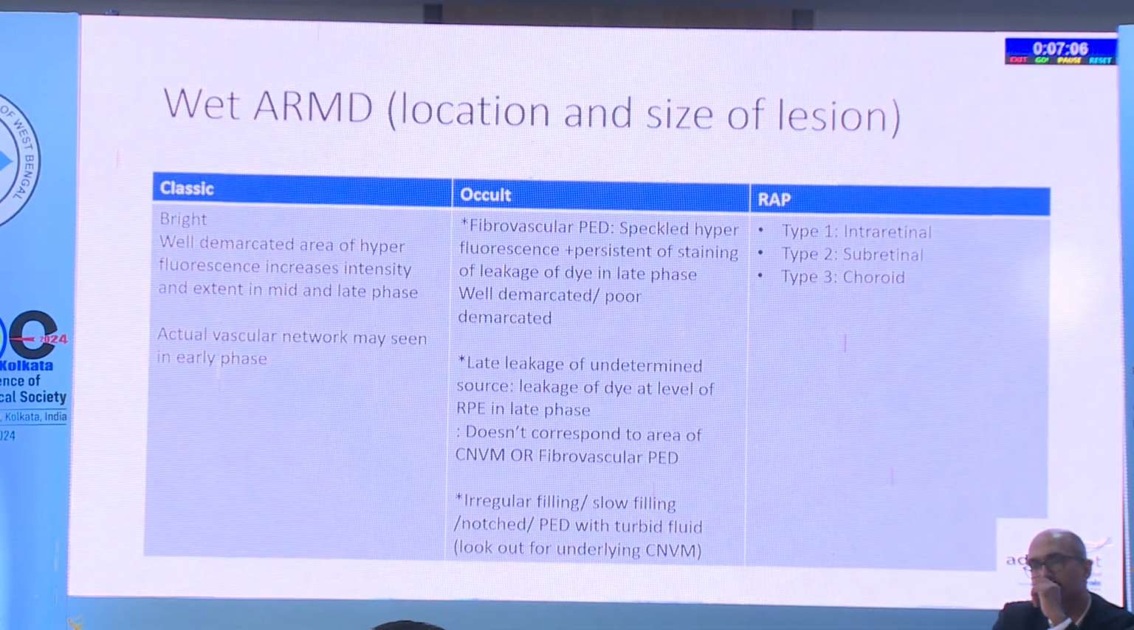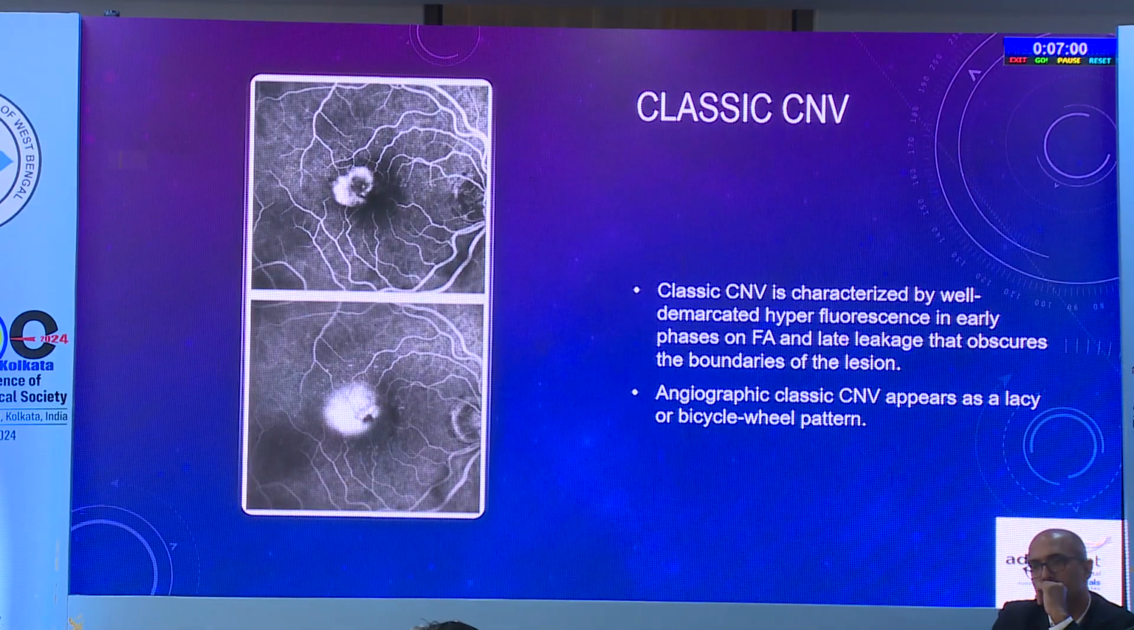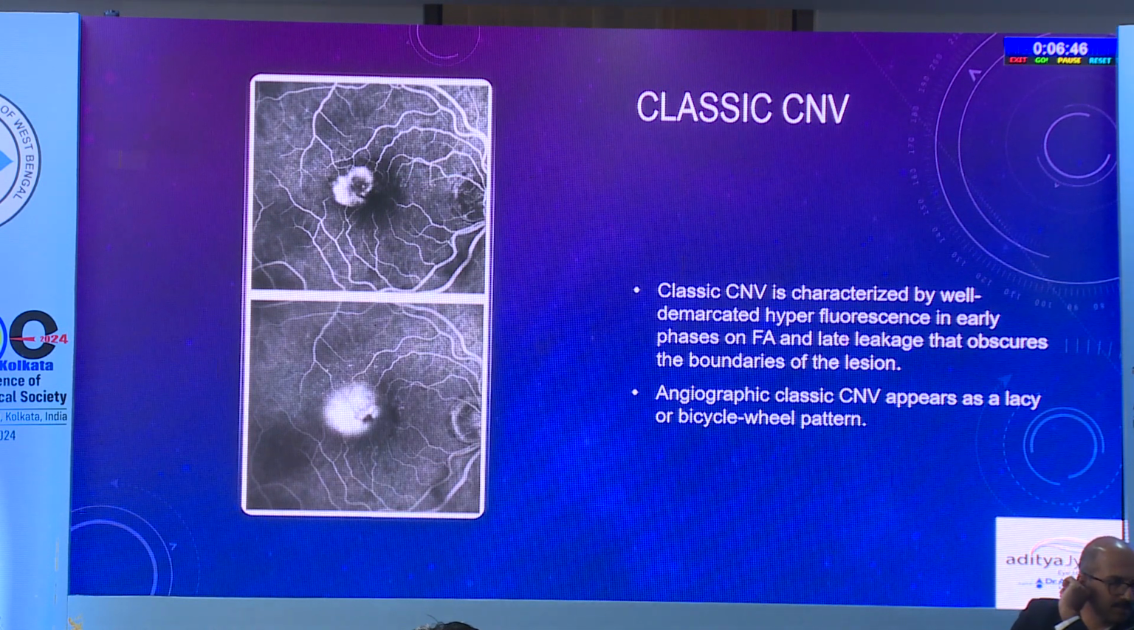And here we have the wet ARMD: the classic, occult, and the RAP, with the different types. The classic is characterized by well-demarcated hyperfluorescence in the early phase of fluorescein angiography and late leakage that obscures the boundaries of the lesion. Angiographically, classic CNV appears as a lacy or bicycle wheel pattern.